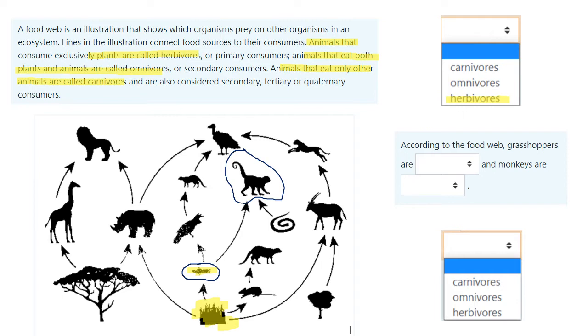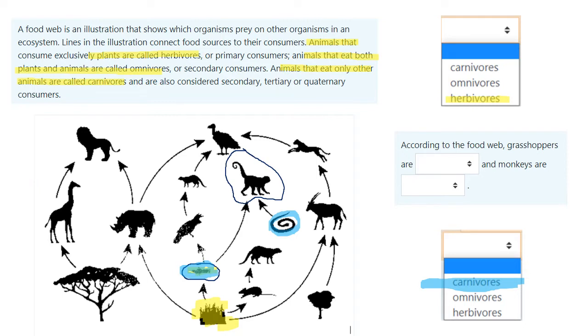Then we look at the monkey. The monkey is eating what looks to be a snake, and the monkey is eating the grasshopper. But there are no plants going into the monkey. So according to this diagram, not according to our own knowledge, but according to this diagram, the monkey is only eating other animals. So the monkey is a carnivore. It's not an omnivore because there are no arrows going from the plant into the monkey.